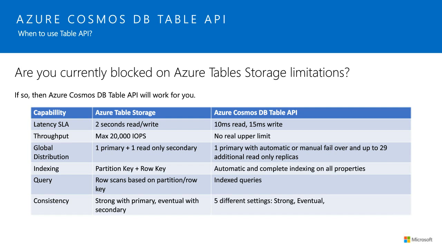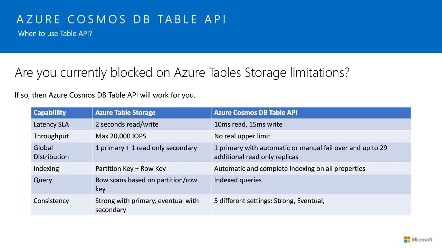So a few of the differences is that table storage has an SLA of 2 seconds of read and writes in terms of latency, whereas Cosmos DB has an SLA of 10 millisecond read and 15 millisecond writes. In comparison, the throughput of table storage is defined as a max of 20,000 I/O operations per second, whereas Cosmos DB Table API has no real upper limit. Since it's based on horizontal scalability, the more partitions you add, the better the throughput is going to be per operation.